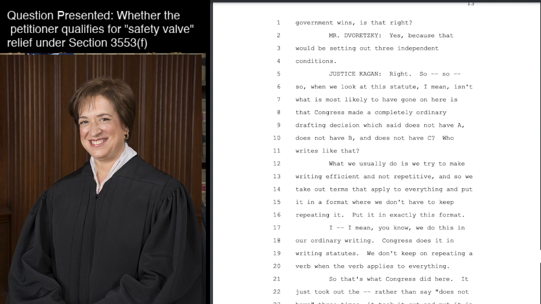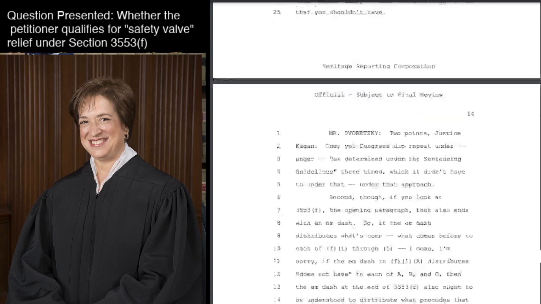I mean, we do this in our ordinary writing. Congress does it in writing statutes. We don't keep on repeating a verb when the verb applies to everything. So that's what Congress did here. It just took out, rather than say does not have three times, it took it out and put it in prefatory language, followed by three things that you shouldn't have.